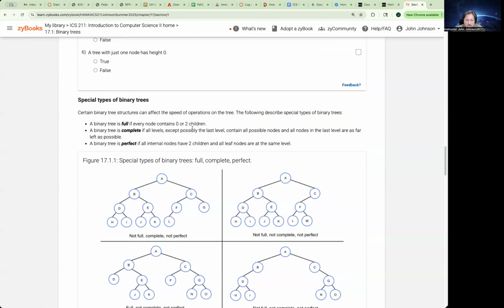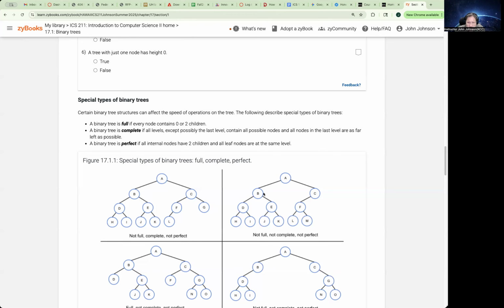So complete means that all levels except for possibly the last level are full. Remember, a level is all the nodes that make up one certain depth, they're all parallel to each other. So complete is if all levels except possibly that last level down here contain all possible nodes, and all nodes in the last level are as far left as possible. When we look at this one right here, this one is complete because everything except possibly the last level, which is down here, contains all the possible nodes. So this one is complete.